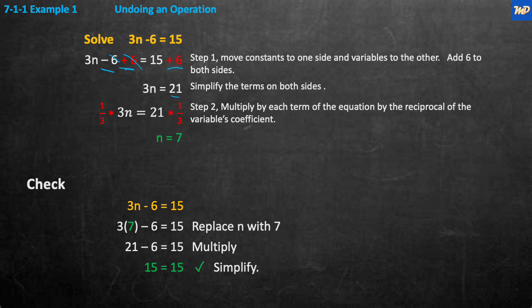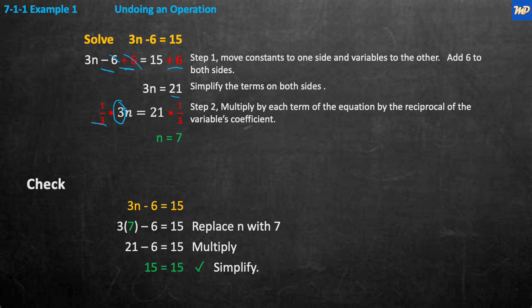Okay, so now we've got 3n equals 21. Both sides are simplified in terms of addition and subtraction. Now we need to multiply and divide in order to clear the coefficient of the variable from the variable. So in order to do that, we're going to multiply by the reciprocal of the coefficient. The coefficient of the variable term is this 3 in this case.